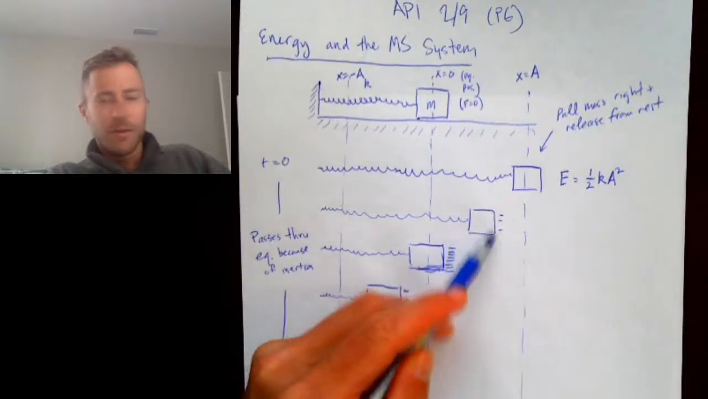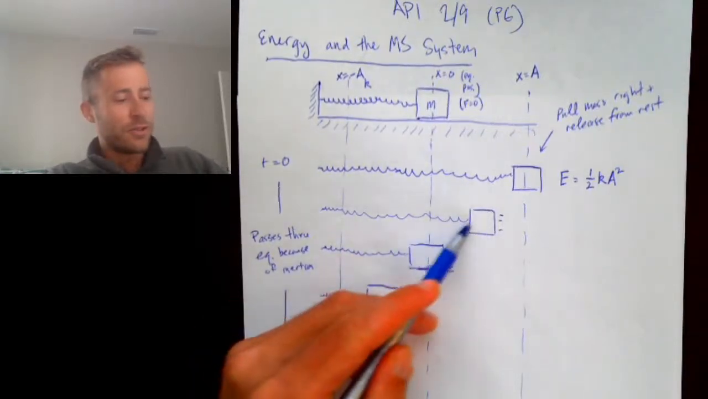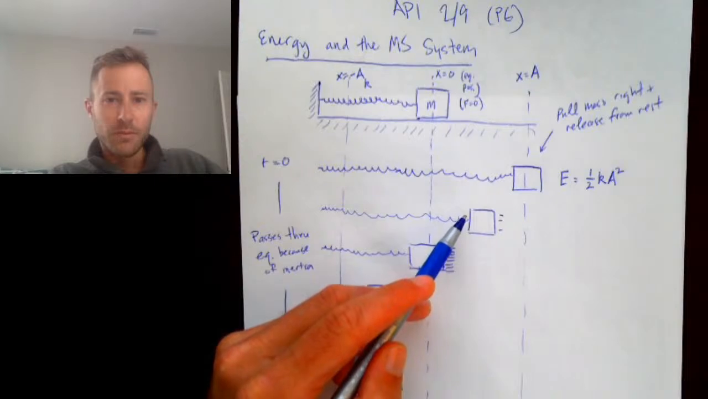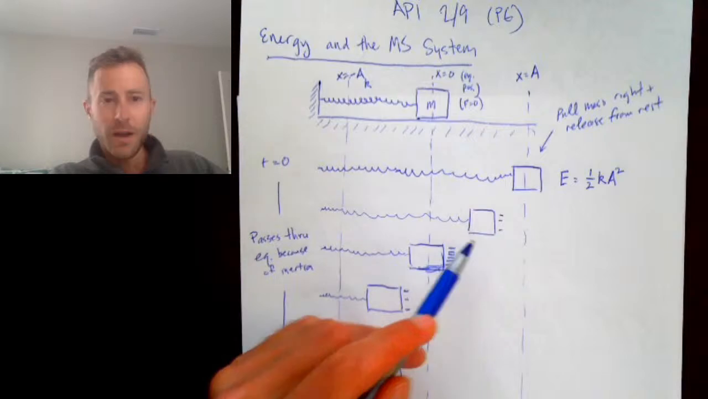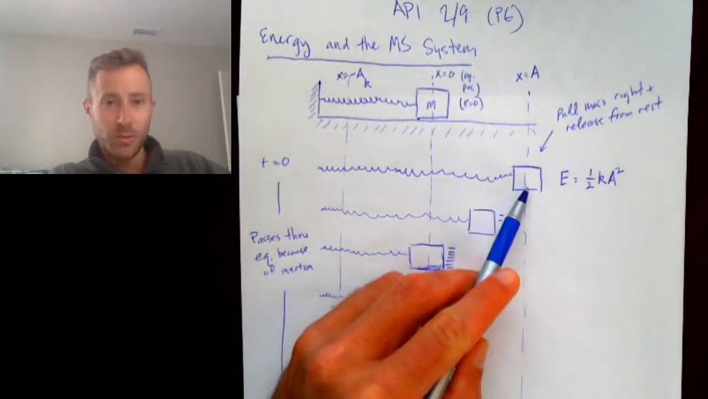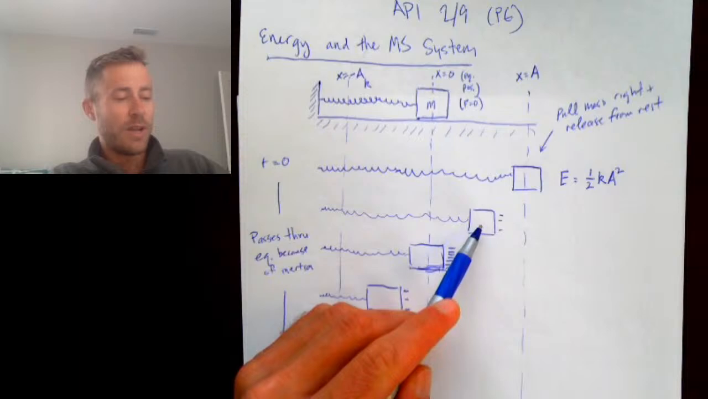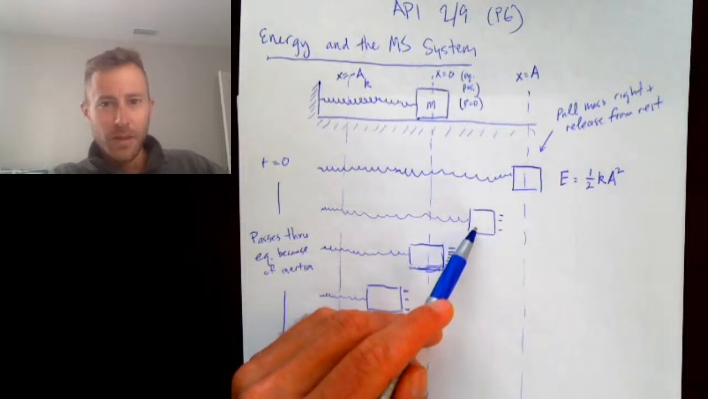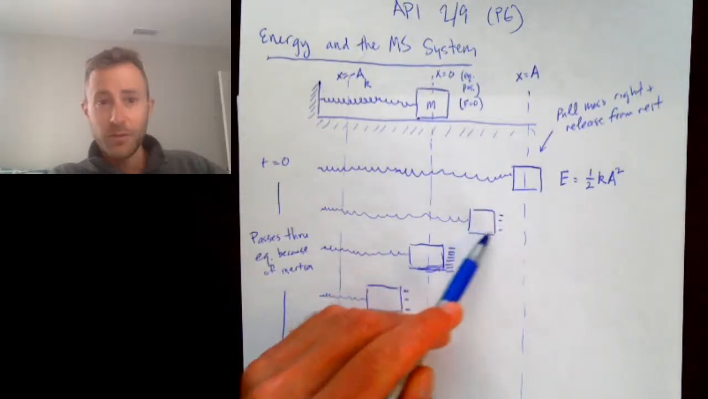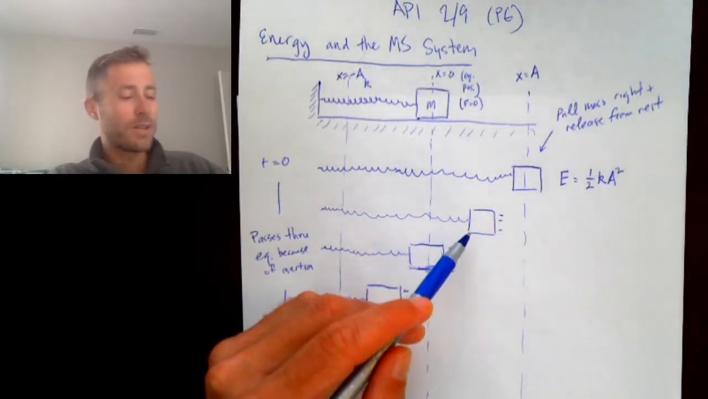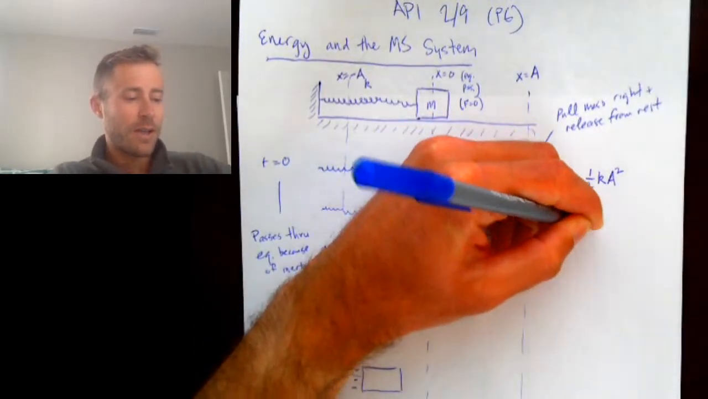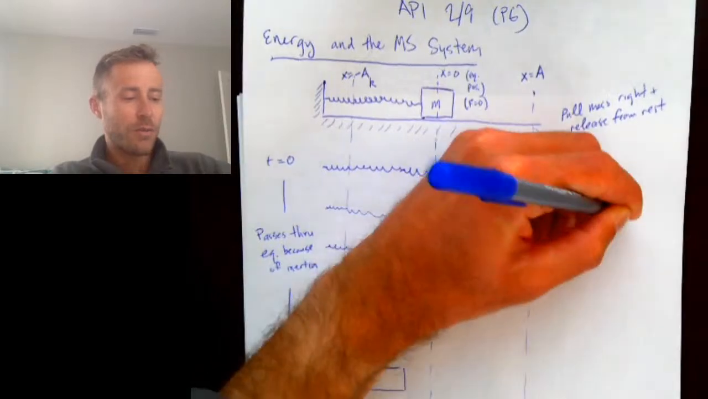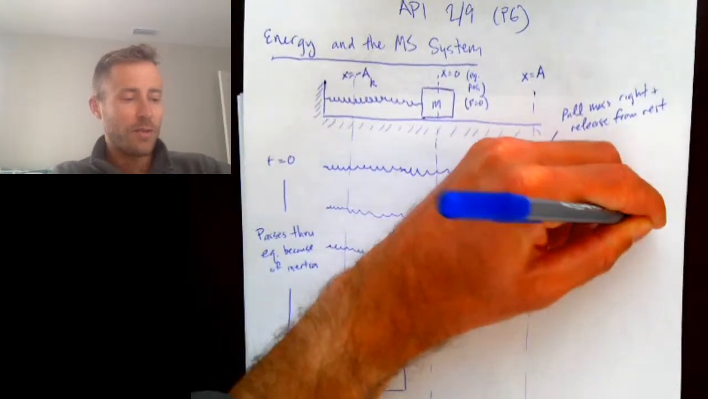Now, if we're right here, we can see that the spring is still stretched, but it's not stretched as much as it was right here. So we have some elastic potential energy, but then we also have some motion happening, so we have some kinetic energy as well. So here the energy is going to be 1/2 kx squared plus 1/2 mv squared.